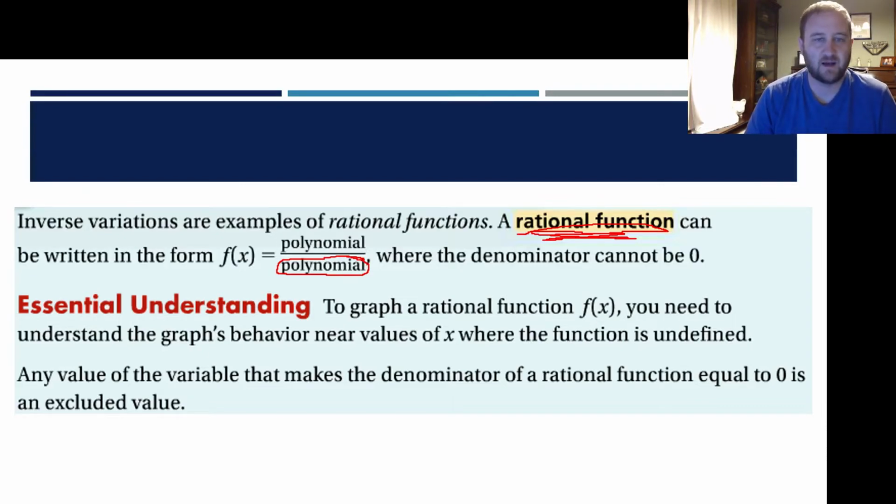Okay. We're going to need that bit of information here in a little bit as we are determining how to graph these rational functions. Okay, so to graph a rational function, f of x, you need to understand the graph's behavior near values of x where the function is undefined. Any value for the variable that makes the denominator of a rational function equal to 0 is an excluded value.